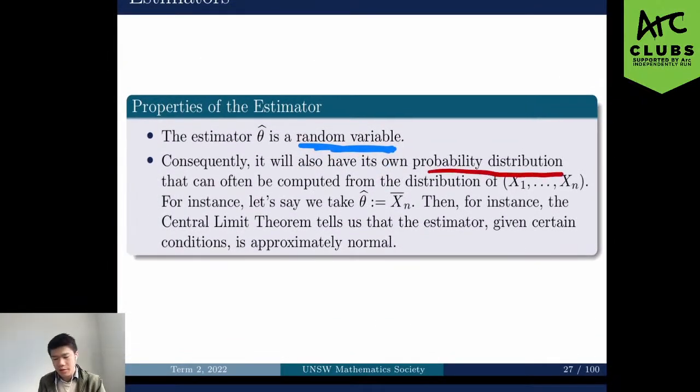And you can often calculate it from the distribution of x1 down to xn. So for example, Jerry yesterday talked about the distribution of a max or a min of random variables, right? That has its own distribution. Another example is a classic sample mean. The central limit theorem tells us that it's approximately normal. It's not equal to just one number, it's approximately normal.